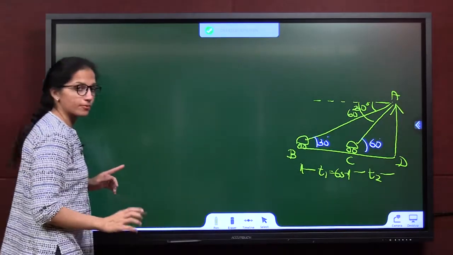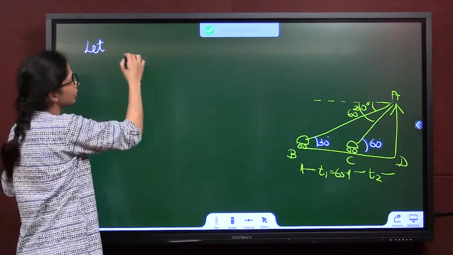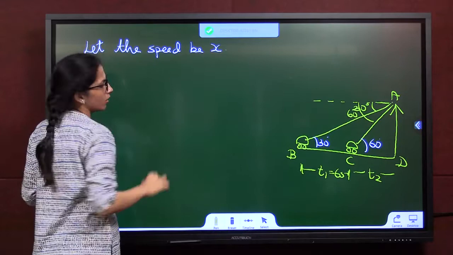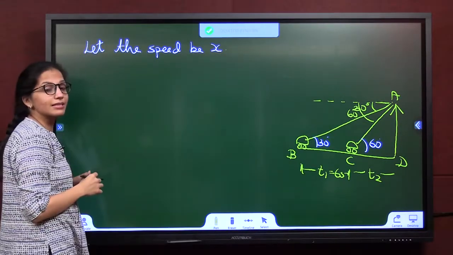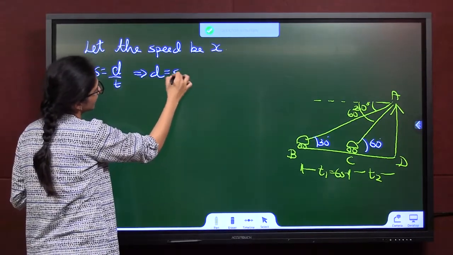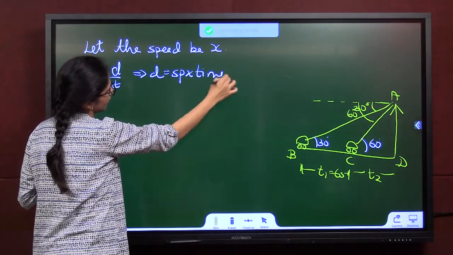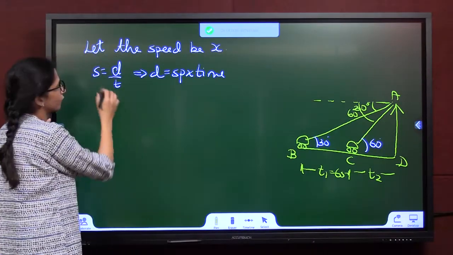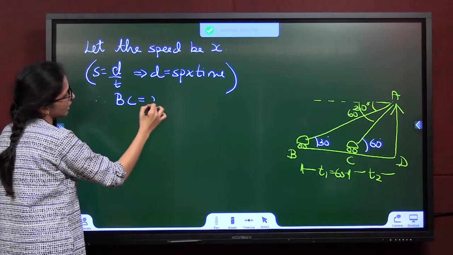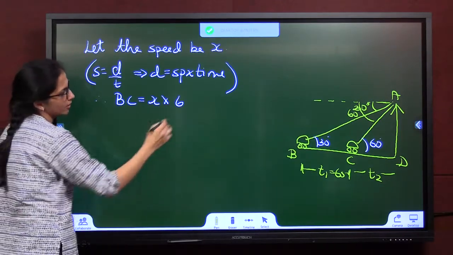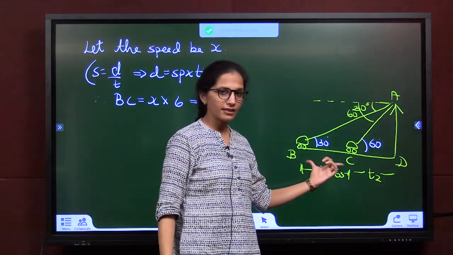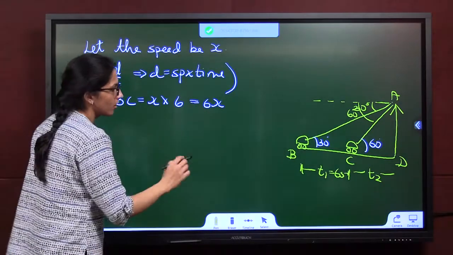So what we're going to do here is, observe carefully. They've given the speed is uniform. So let the speed be x. So if the speed is x, speed is equal to distance by time. Then what is distance? Speed into time. So therefore, this is for your understanding, no need to write. Therefore, can I say BC is equal to x into 6. Why? X is the speed, time taken to travel this much is 6 seconds. So you get 6x.